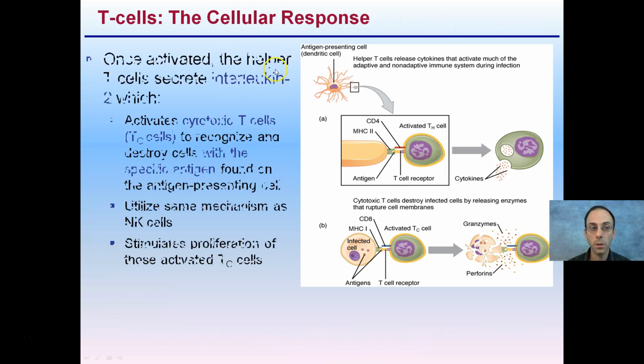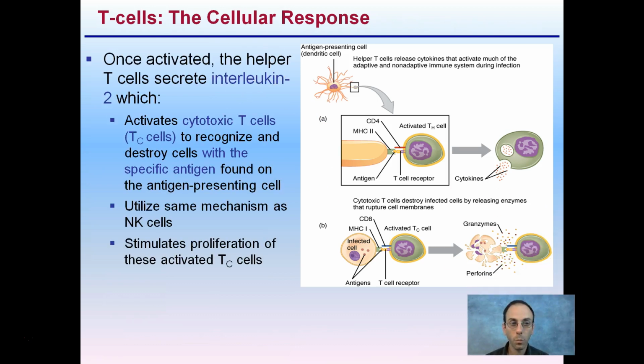Now, the T cells in the cellular response, once activated, the helper T cells secrete interleukin-2, which activates cytotoxic T cells to recognize and destroy cells with the specific antigen found in the antigen-presenting cell. Keep in mind this interaction, the cell-to-cell communication and binding is very important. We have our MHC2, here's our antigen, and here's our T cell receptor. This is activating the helper T cells. This is then initiating the cytokines to be released, and this activated cytotoxic T cell is going through and lysing this infected cell here through this binding that occurs.